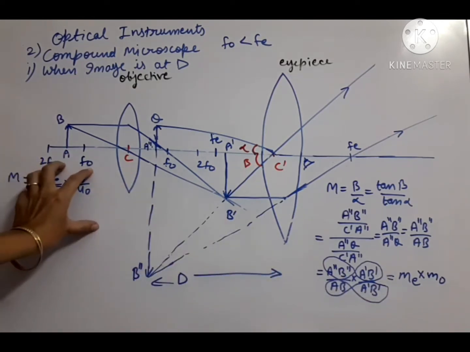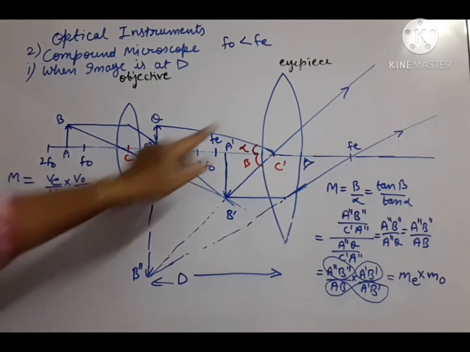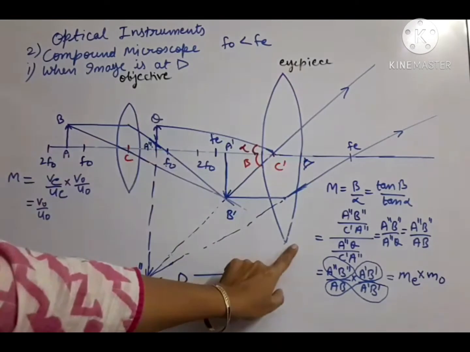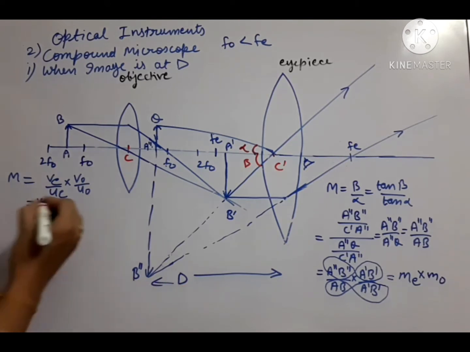Now the remaining part is that we have to do this calculation. Okay, so let us start calculating. VO upon UO we will discuss later. Firstly, let us find the values of VE and UE. VE means the image distance of the eyepiece lens. So this is the eyepiece, its image distance is how much? D. So VE we have to write as -D.